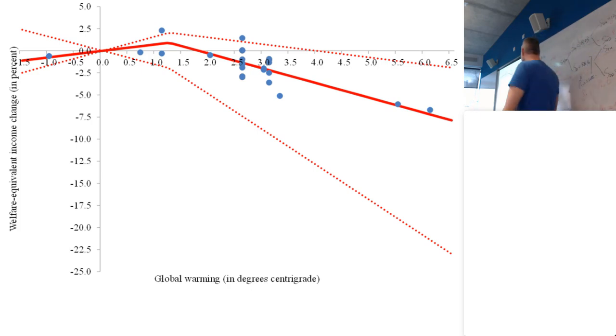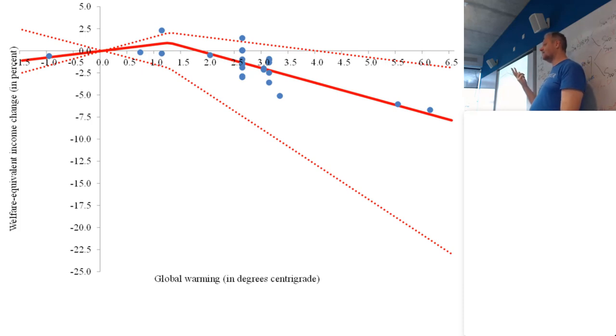What are these results? Initial warming may be beneficial. Why is that? Warmer winters mean less money spent on heating your home. That's a positive. Warmer winters mean less cold-related deaths, particularly flu.